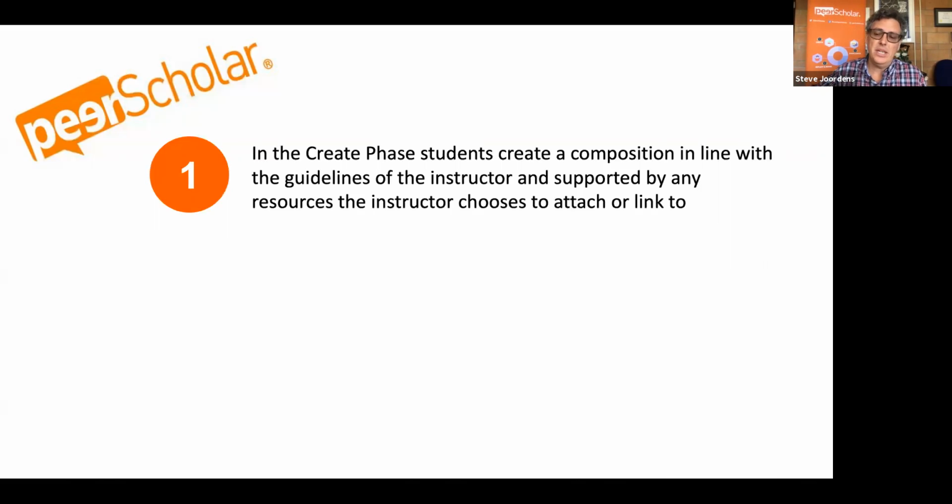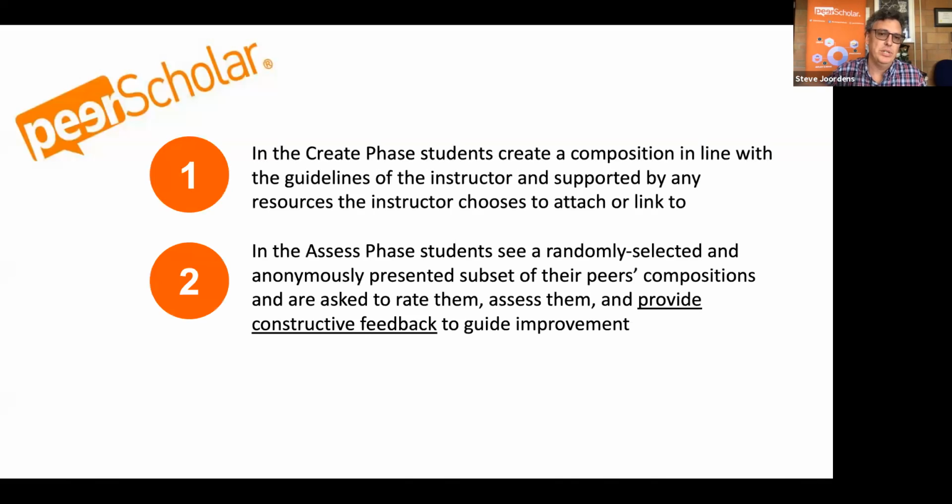And then they go to step 2, which is a round of peer assessment. So in step 2, they see some of the work of their peers. It's been randomly selected, it's presented anonymously, and they are asked to rate that work, assess it in some way, and, which we'll really be focusing on today, provide constructive feedback intended to guide improvement. So a very pro-social thing. Tell your peer something they can do that would make their work better. So this is, again, all about giving good constructive feedback.